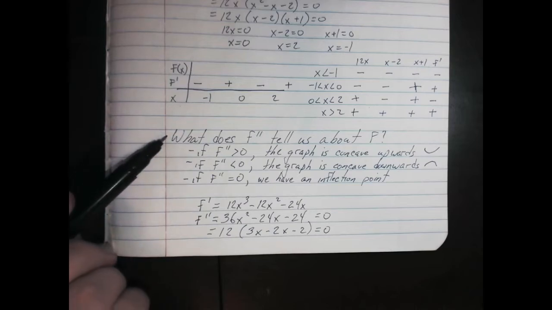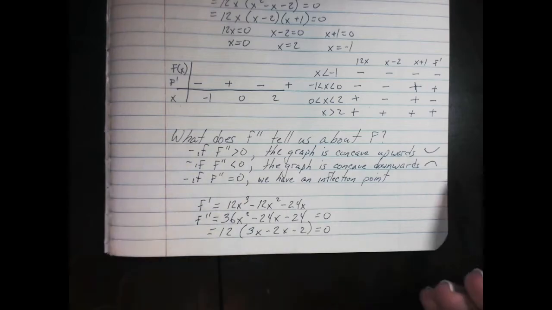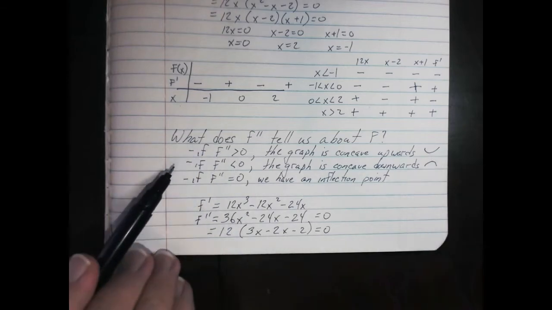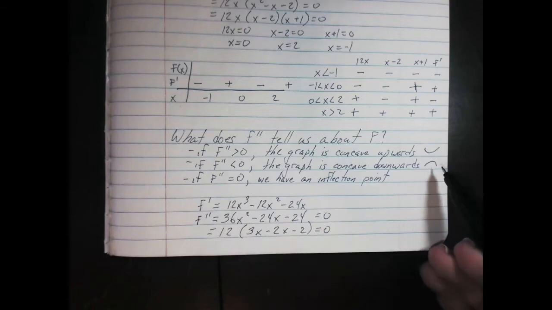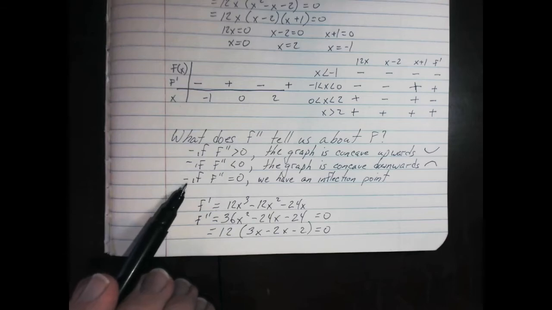What does the second derivative tell us about the original function? Well, if the second derivative is positive, the graph is concave upwards. It opens upwards like this. It would catch rainwater. If the second derivative is negative, the graph is concave downwards. Rain couldn't get into here if it was falling from the top of my notebook page. And if it's equal to 0, we have an inflection point. That's where it just changes direction.